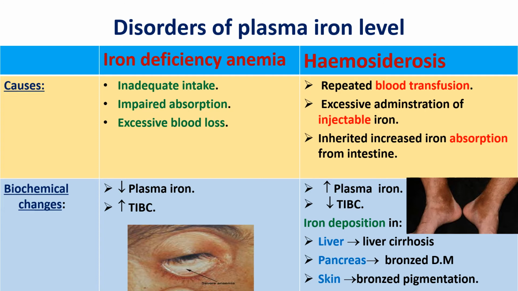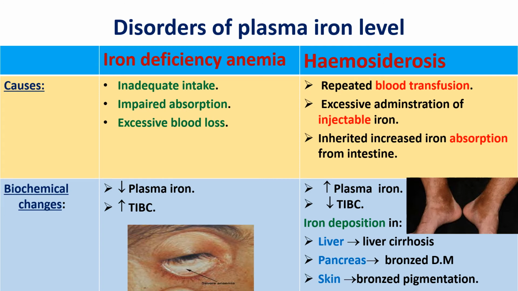We have mentioned that iron is absorbed according to the body's needs only, and any remaining amount will be excreted in stool. So how is iron increased in the blood and in tissues? By repeated blood transfusion, excessive administration of injectable iron, or an inherited condition of increased iron absorption from the intestine. As regards the biochemical changes, in iron deficiency anemia, the plasma iron is decreased and at the same time TIBC is increased.